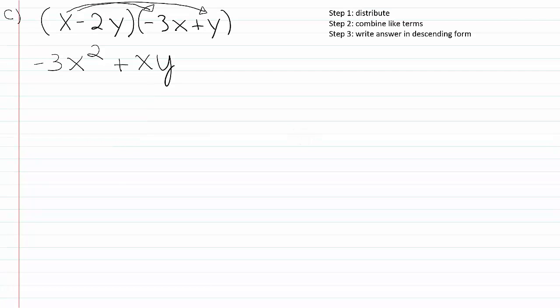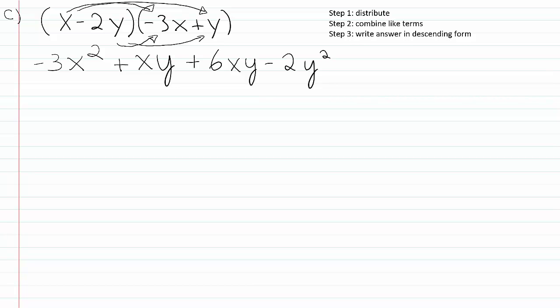Now we're going to do the negative 2y times everything in the second parenthesis. So minus 2y times negative 3x is going to give you a positive 6xy. And then lastly, we'll do negative 2y times a positive y. So we'll end up having a negative 2y squared. All right, and so again, we need to combine like terms to finish up the problem.